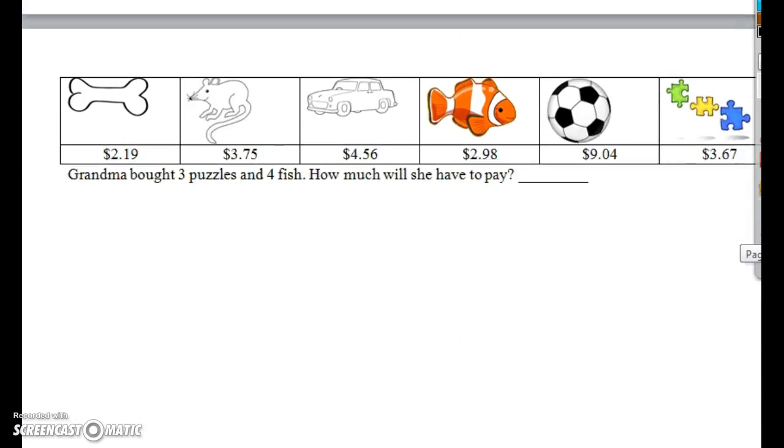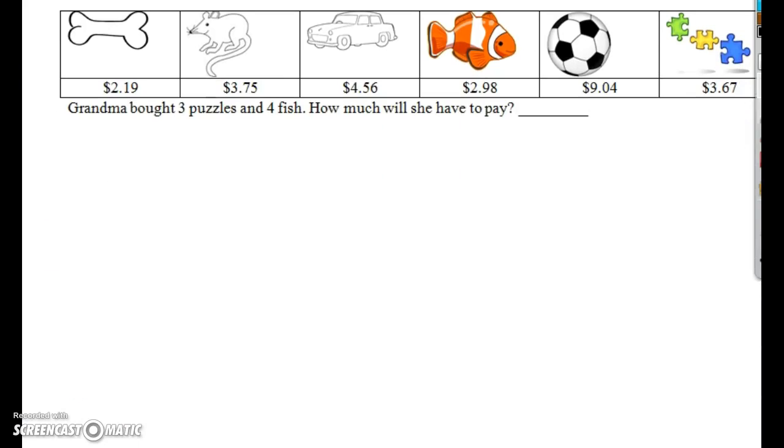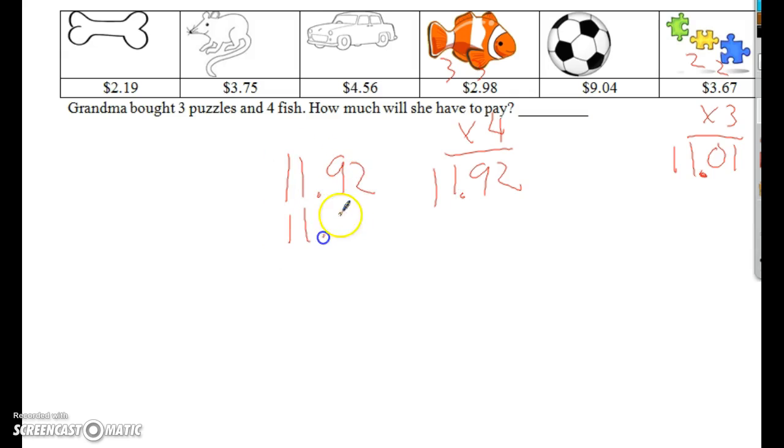1 more to go. And almost out of time. Grandma bought 3 puzzles and 4 fish. How much will she have to pay? 3 puzzles. That's over here. 21, 18, 20, 9, 11. So she paid $11.01 for that. 4 fish. 32, 36, 39, 8, 11, 11.92. And I just need to add those 2 together, 11.92 and 11.01. And Grandma paid $22.93. And there's the answers to the study guide.